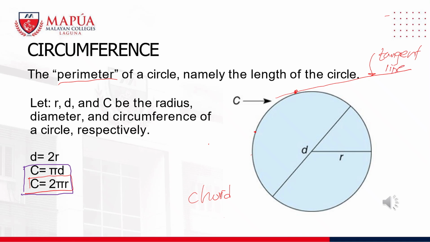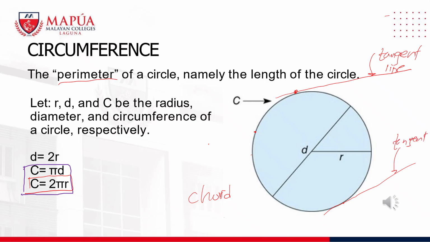And if you have a point here, and there's also a line passing or intersecting at this point, this is also a tangent line. So at any point in the circle, if there's a line intersecting at just one point on the circle, that line is called a tangent line.